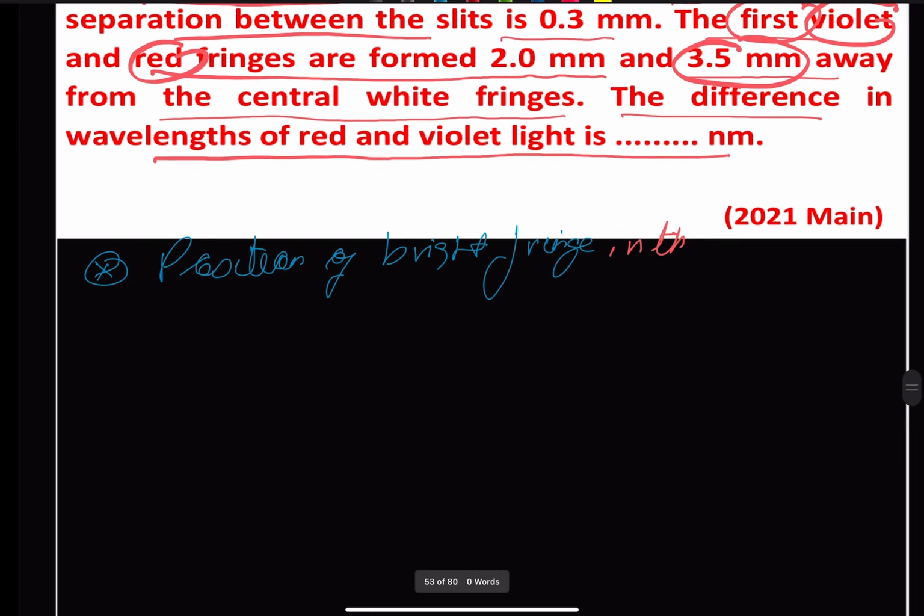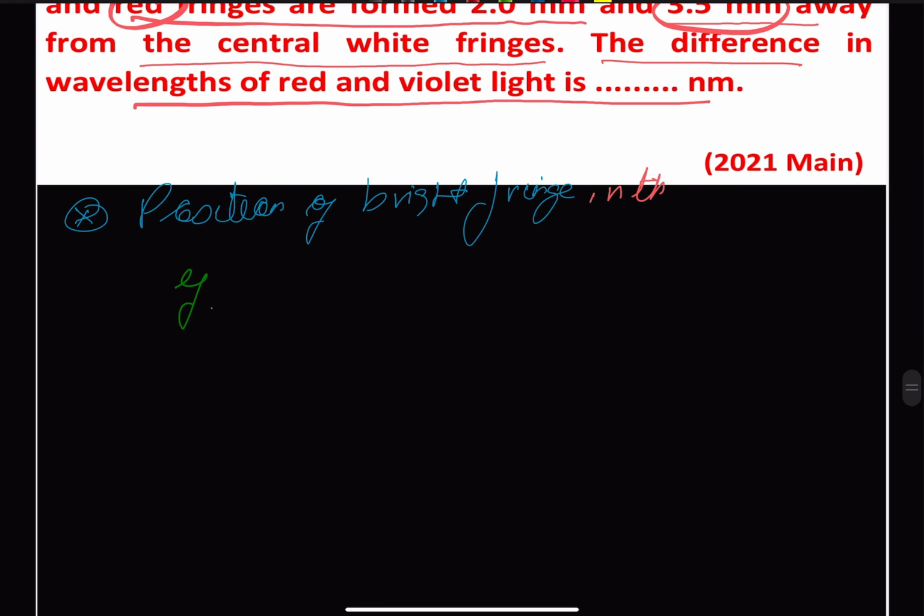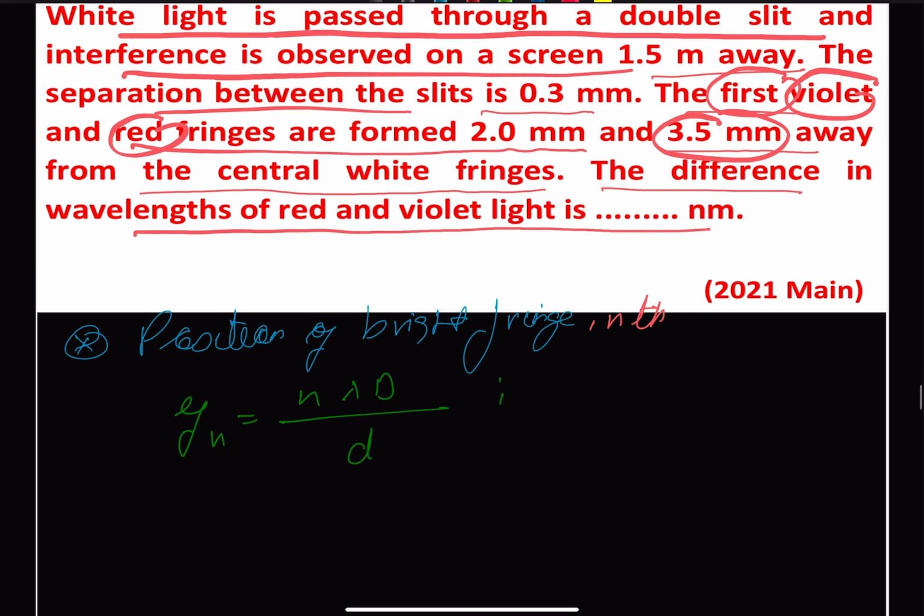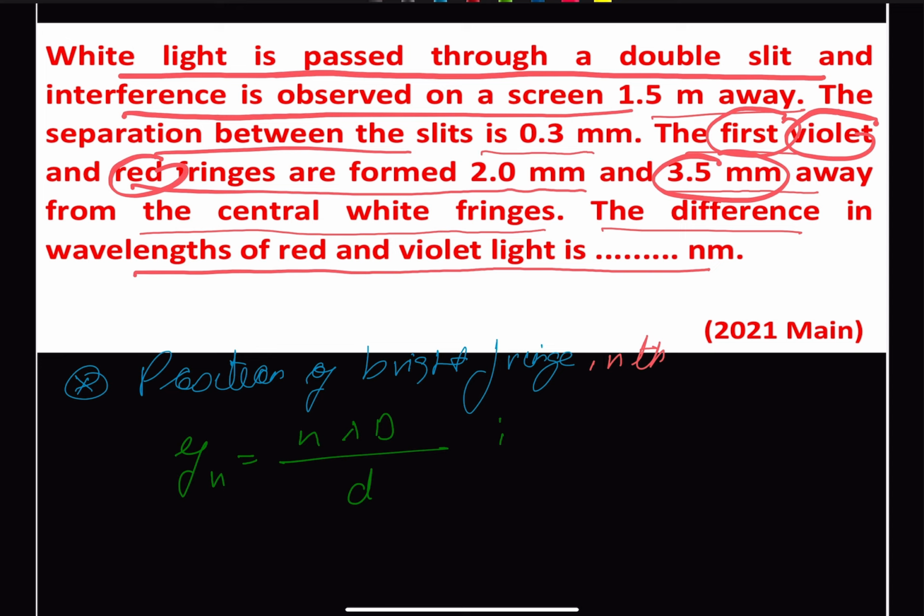We can write that y of n is equal to n lambda capital D upon small d. And in the question we are already given that our capital D is 1.5 meter, small d is given as 0.3 into 10 raised to the power minus 3 meters, and we have first violet as well as red, so therefore the value of n is equal to 1.